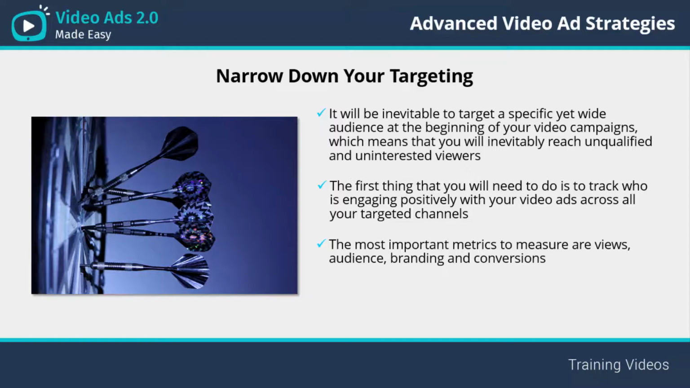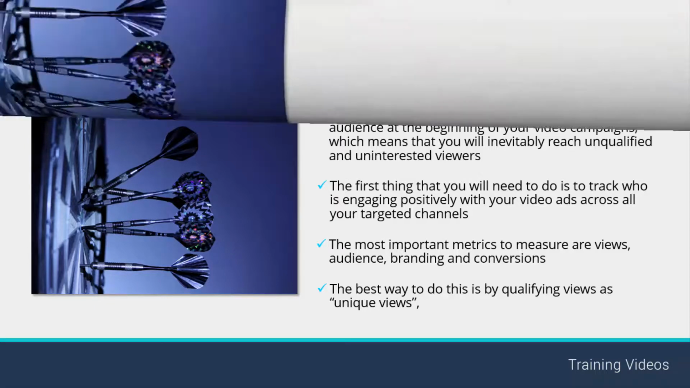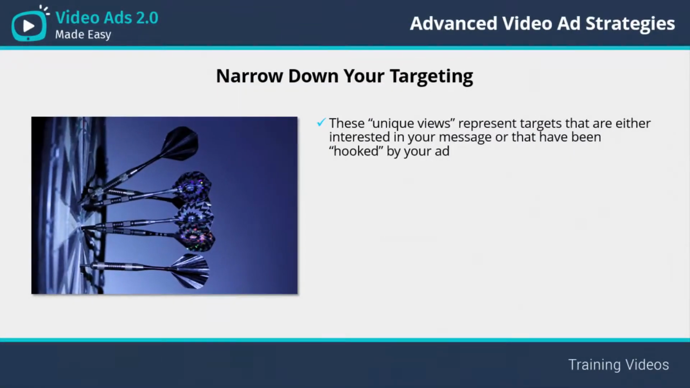The most important metrics to measure are views, audience, branding, and conversions. Views refers to how many qualified views you are getting from your audience. Please note that views and audience have to be measured in relation to each other, not separately. The best way to do this is by qualifying views as unique views, where unique views are every single time a video ad was watched by someone without skipping, or at least for most of its run. These unique views represent targets that are either interested in your message or that have been hooked by your ad. You can find these unique views in some analytic tools and dashboards as view-through rates, or VTR.